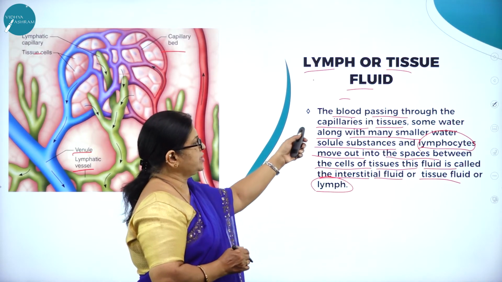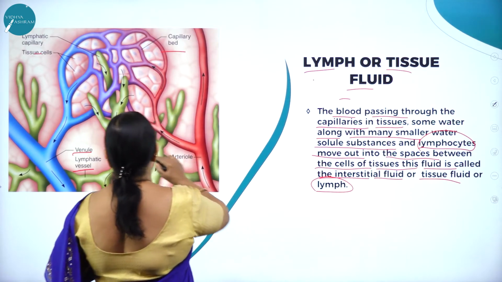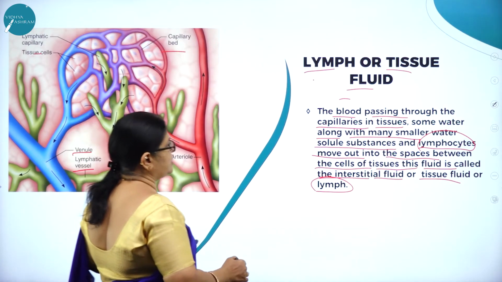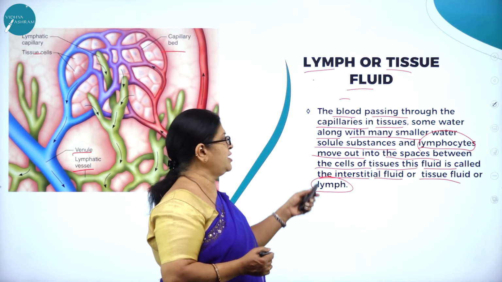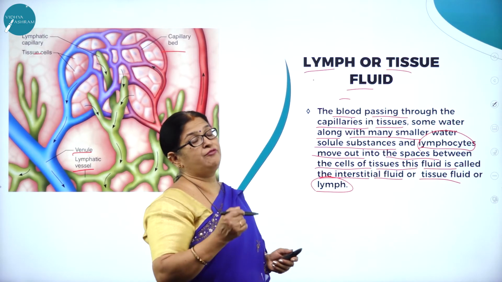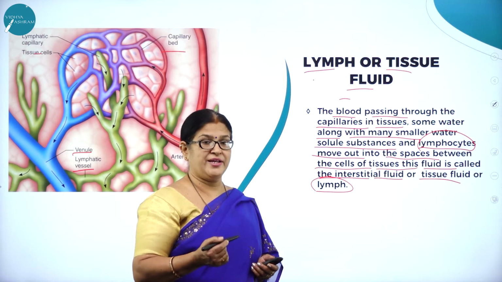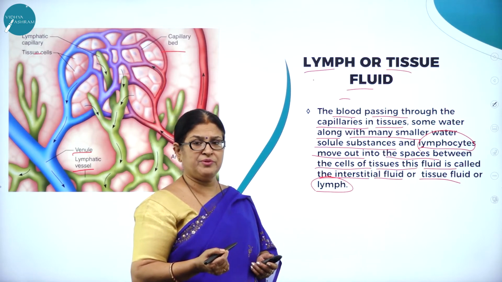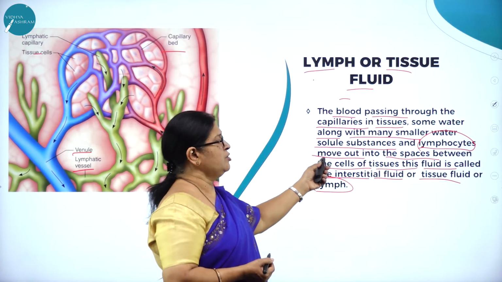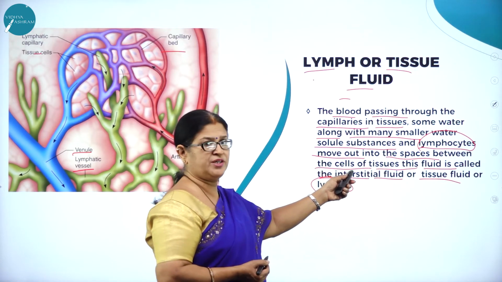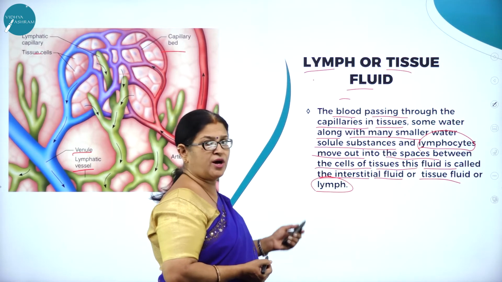See, what is lymph then? The blood passing through the capillaries. Here you can see the blood, the green color one. So the blood passing through the capillaries in tissue, some water along with many smaller water-soluble substances and lymphocytes. T lymphocytes, as I said, are nothing but barriers. They are the protectors of the body from disease-causing organisms. They also contain antibodies, right? So lymphocytes move out into the spaces between the cells of the tissues, and this fluid is called the interstitial fluid or tissue fluid or lymph.